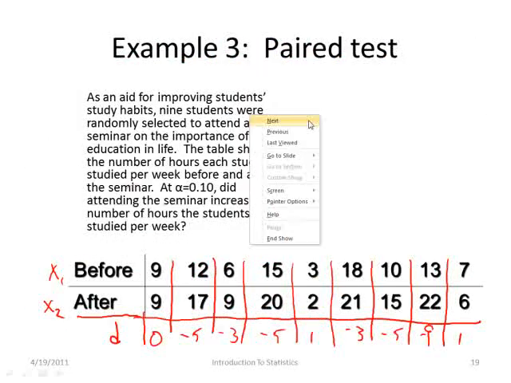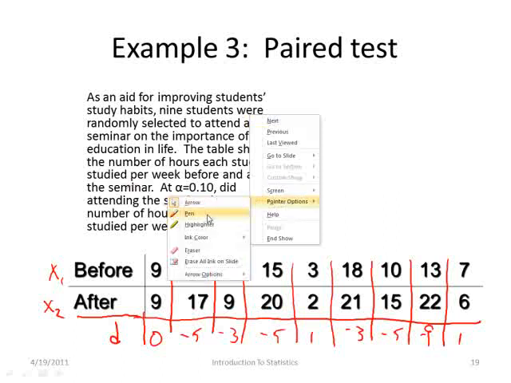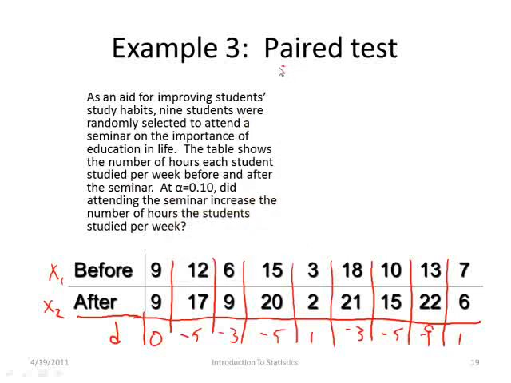So coming back to this example here, step number 1 says to state the null and the alternative hypothesis. Again, following the exact same procedure that we've been following since chapter 9, notice here, did attending the seminar increase the number of hours the student studied per week? Is that going to be a null or an alternative hypothesis? The alternative. So I want to talk about mu sub d.